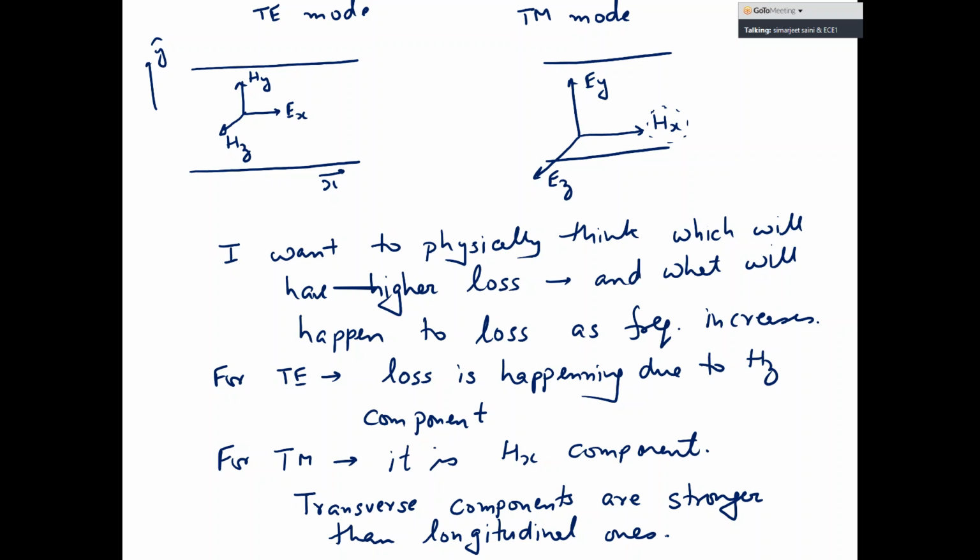The transverse component of the H field is the one which is actually confining the electromagnetic field according to the Poynting vector. So I expect that the loss for TE is going to be smaller than the loss for TM. The loss for the TE mode is going to be appreciably smaller as compared to the loss for the TM mode.